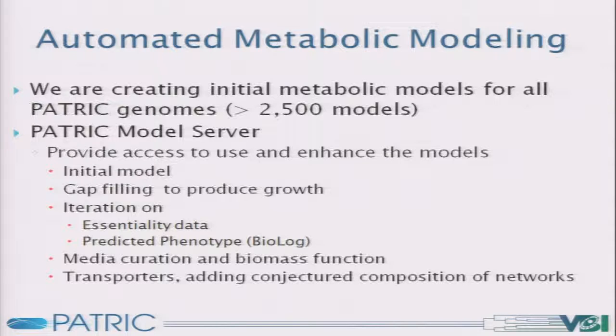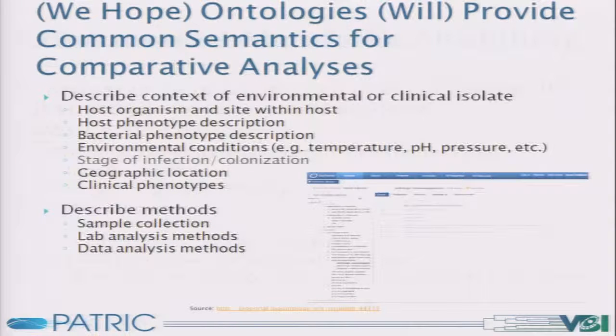But we can build now metabolic models, we have over 2,500 genomes from the data. And then we will allow people to play with these models. People trying to do things like build drugs and vaccines really need this. We, of course, hope ontologies will help us.